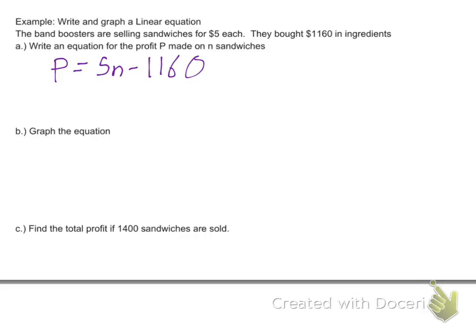Okay, so think of it this way. 5 is the amount that you're making off of each sandwich. And 1,160, what you have here, is a fixed cost. The fixed cost is you've already spent $1,160. What changes? If I sell one sandwich, I have $5. You made $5, but you spent $1,160, so you actually are losing $1,155.